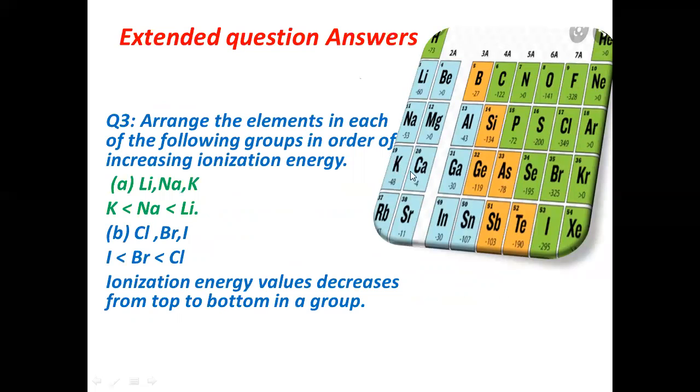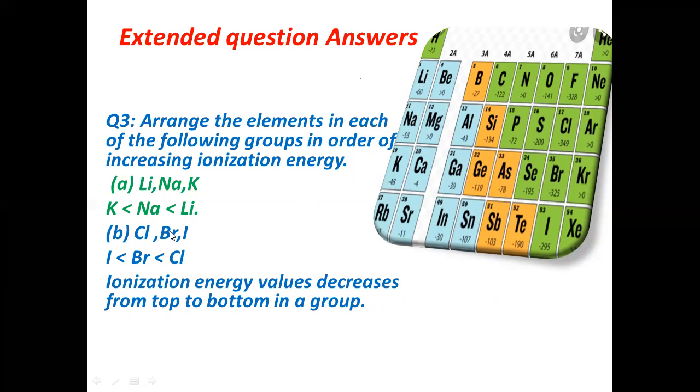It means that potassium has the least ionization energy, sodium has greater ionization energy than potassium, and the greatest ionization energy in group number 1 is of lithium. As we have to arrange the elements on the basis of increasing ionization energy, lithium has the highest ionization energy, then sodium has greater ionization energy than potassium, and potassium has the least ionization energy value.